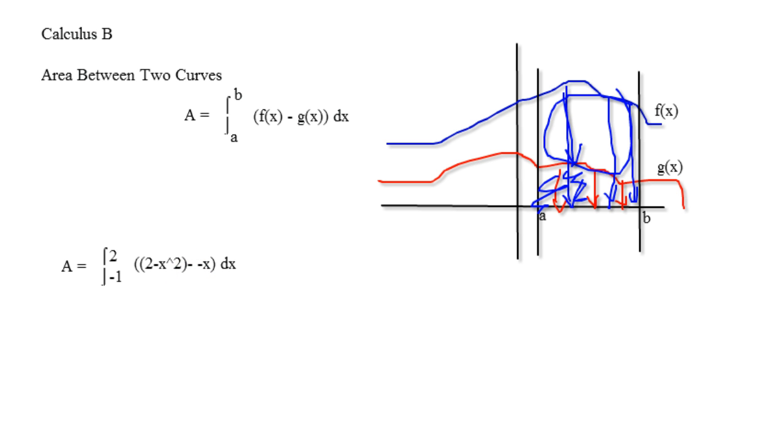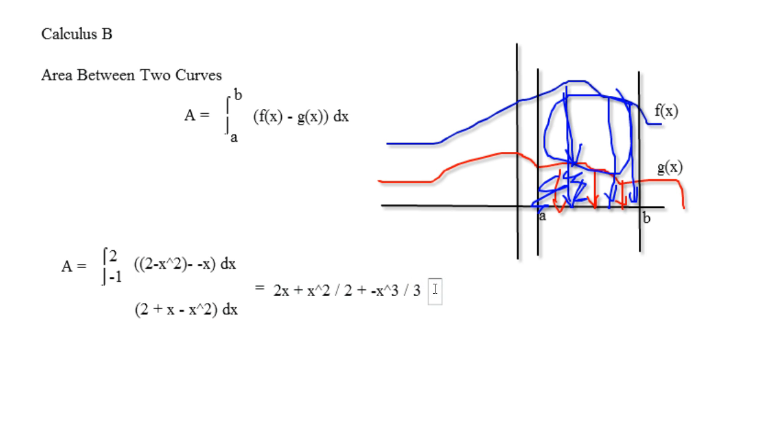Now, if you notice, I'm going to have some double negatives, so if I simplify this a little bit, I should get 2 plus x minus x squared dx. That should simplify it a little bit. So when I integrate it, what I'm going to be getting is 2x plus x squared divided by 2 minus x cubed divided by 3.